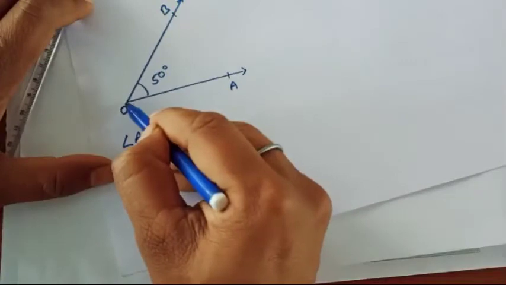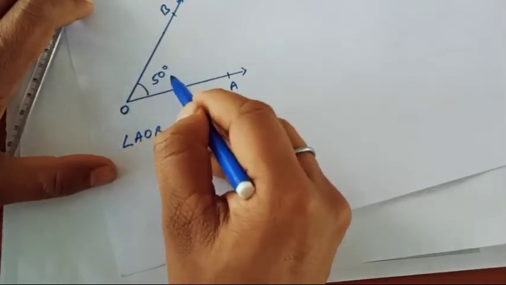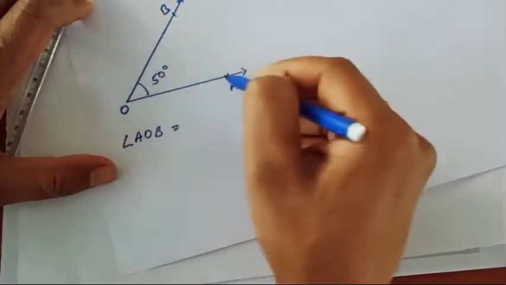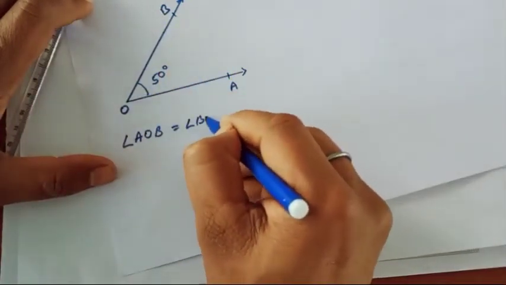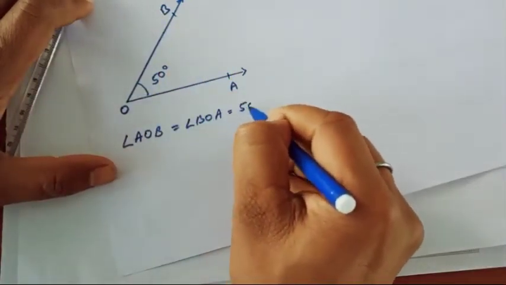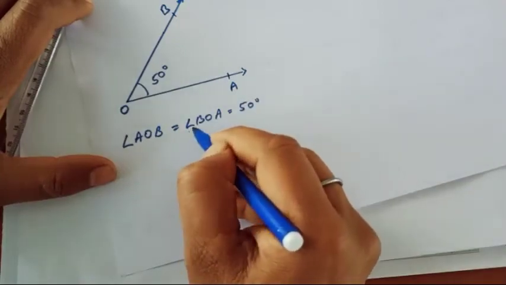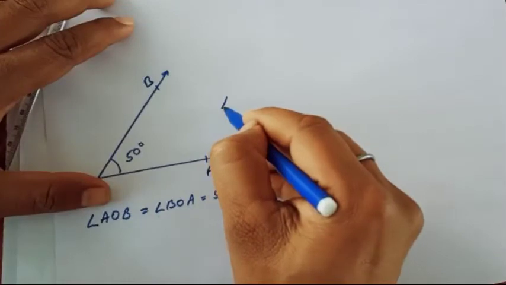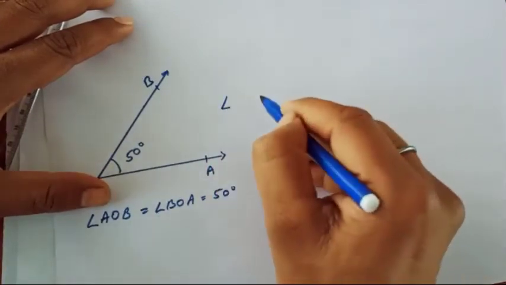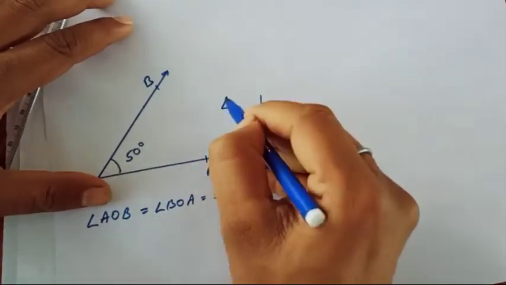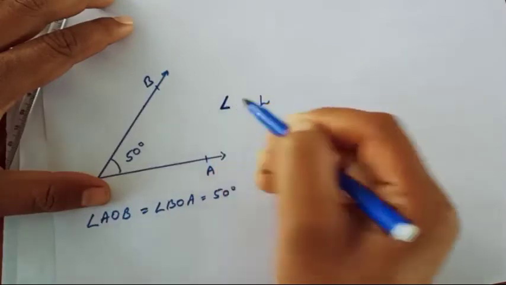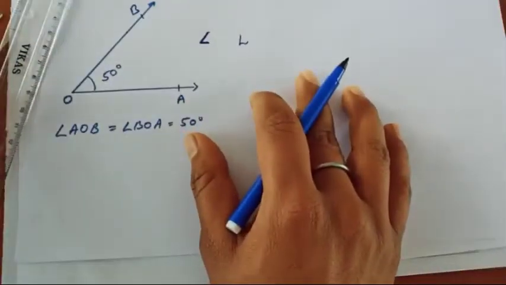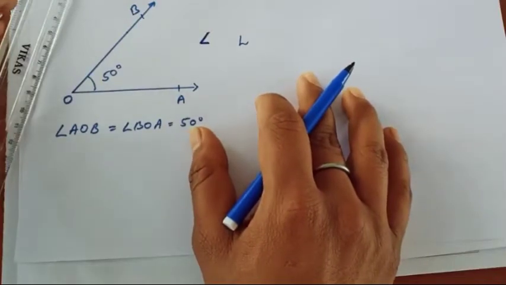AOB. We will write at the middle the point at which the angle is drawn. We can also write BOA. Angle BOA, that is 50 degrees. This is not L. This is the symbol of angle. It is drawn like this. L is written like this, but this is the symbol of an angle. And when you join it from both sides, it will become a triangle, which I will discuss further.